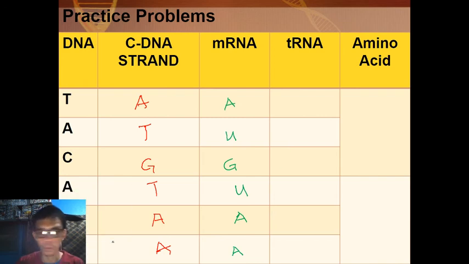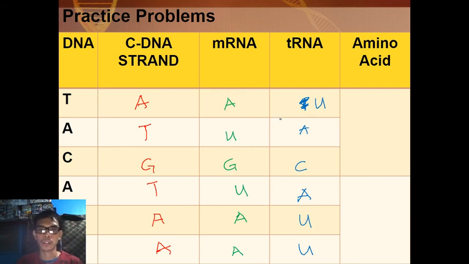So for the tRNA, we will use dark blue, blue rather. So we have T, or rather, sorry. There's no T in RNA. So we have U, we have A, we have C, we have A, and we have U. Alright, so that's the tRNA or the anticodons.